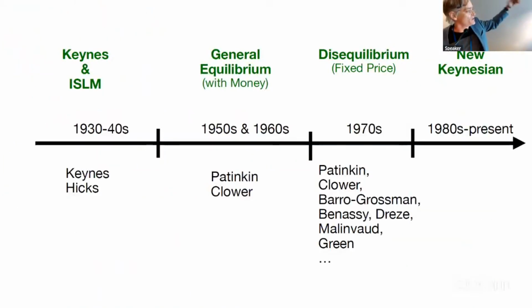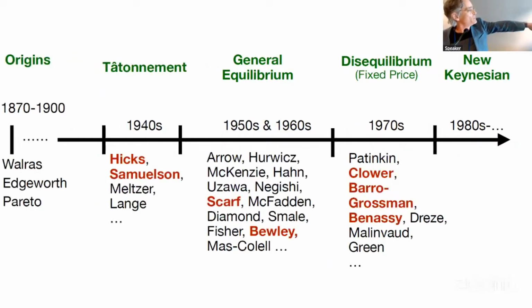Here's a timeline just so you get a sense. People were working on macro, obviously; you think of Keynesian macroeconomics. From a general equilibrium angle, you think of Patinkin, Clower. But even after that, in the 70s, there were the disequilibrium guys working on that. And from a more general perspective, this links to the topic of tatonnement, because if you think of a price adjustment theory in general equilibrium, it was all about the prices being out of equilibrium.